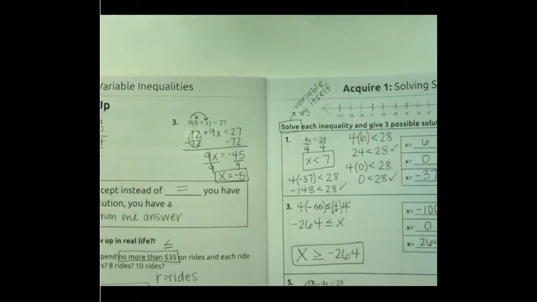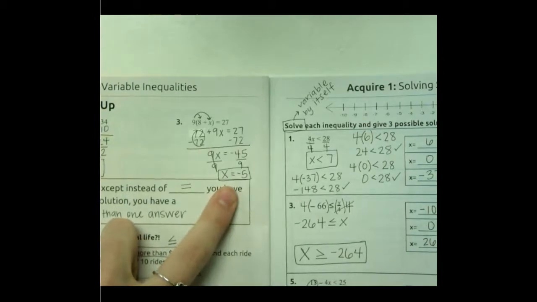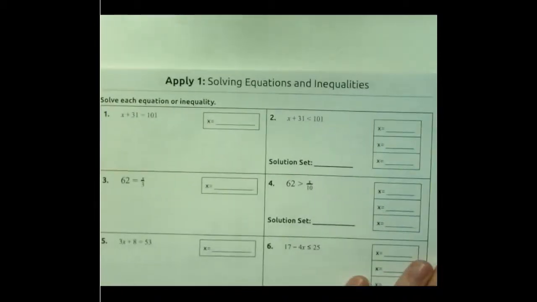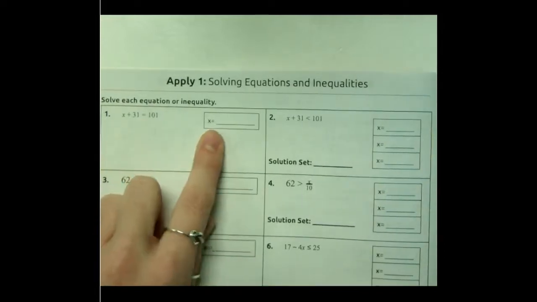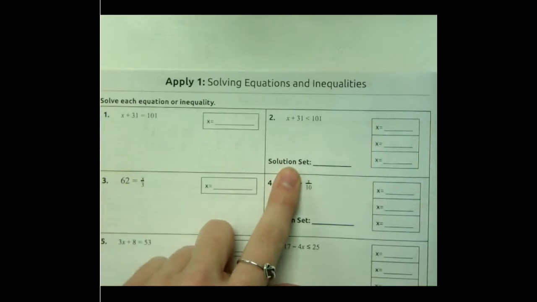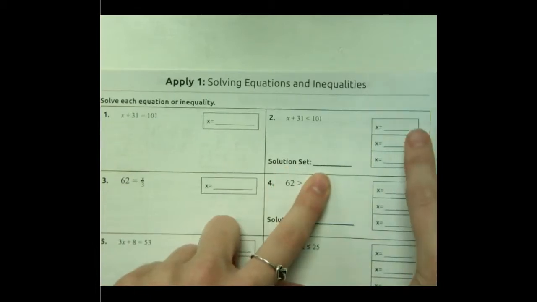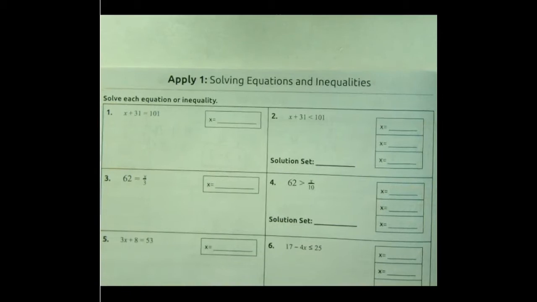Now over here on the warm-up, I told you I would finish. If you wanted to know what the warm-up answer was, it was negative 5. Okay, flip to the next page. Your apply or your practice is just one page. It's exactly like what we were doing. There are equations, so you'll get one answer. There are also inequalities. You're going to get a solution set, and you can pick some answer choices that are correct. Good luck!